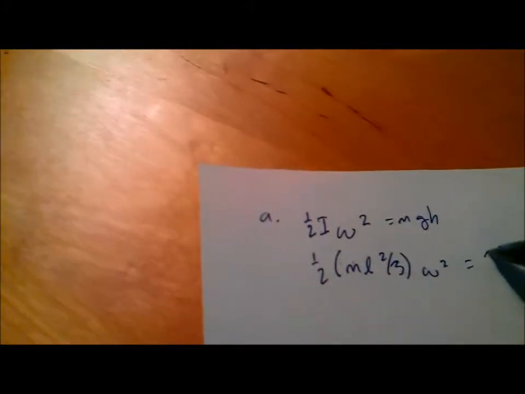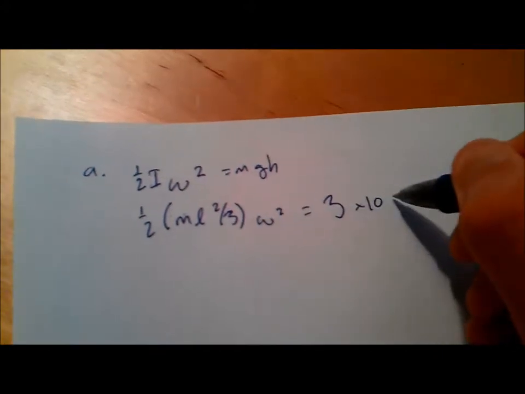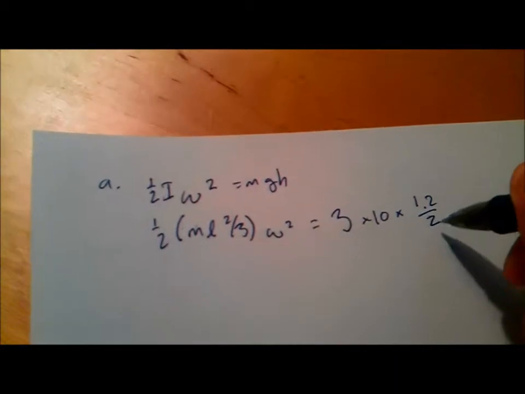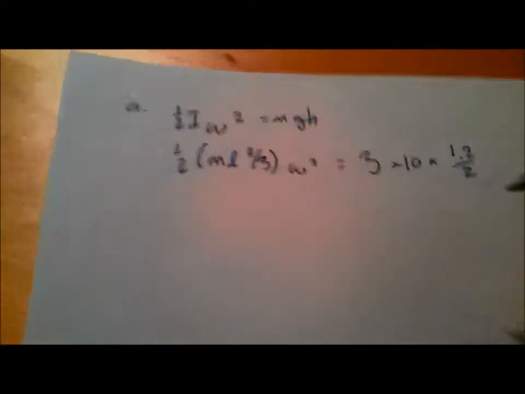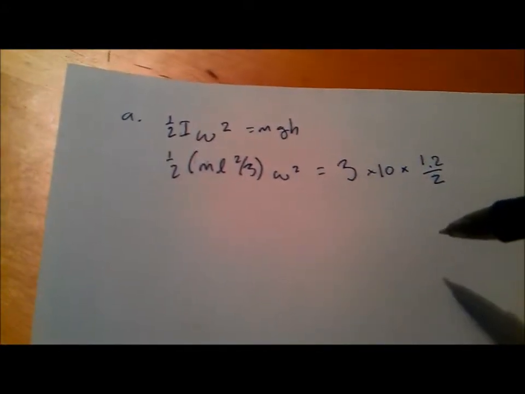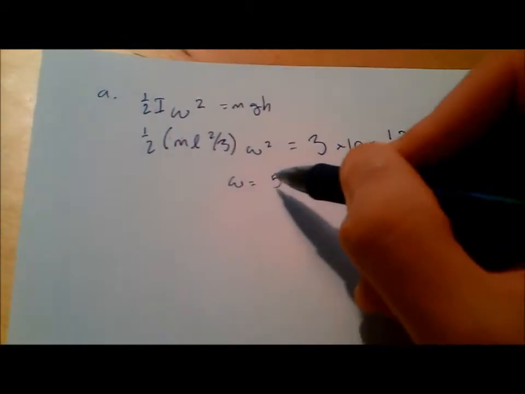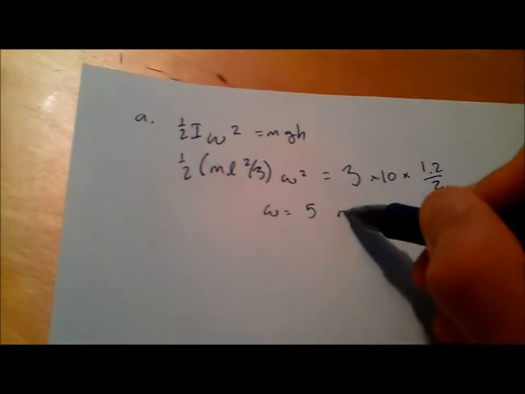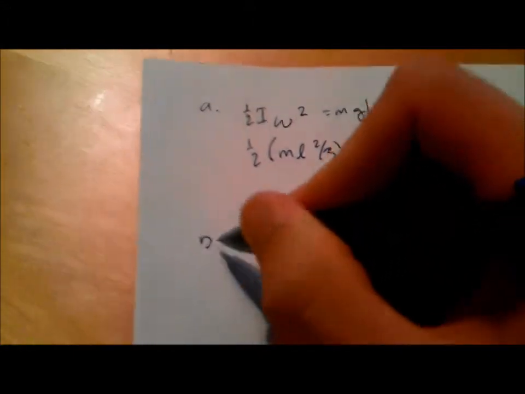So, mass is 3, it's given. G is 10, it's also given. And then the height is going to be 1/2 divided by 2. So you're going to do some basic arithmetic, and you have to remember that M and L are both given. Then you should come out with 5 equals 5 omega, so omega equals 5 radians per second. That is your answer. Now, part B.